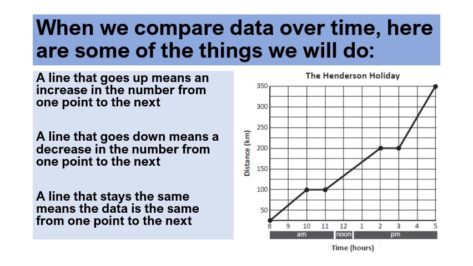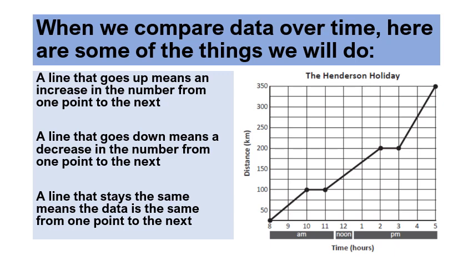Some more things we do when we compare data over time. Here, a line that goes up means an increase in the number from one point to the next. A line that goes down means a decrease in the number from one point to the next. A line that stays the same means the data is the same from one point to the next.